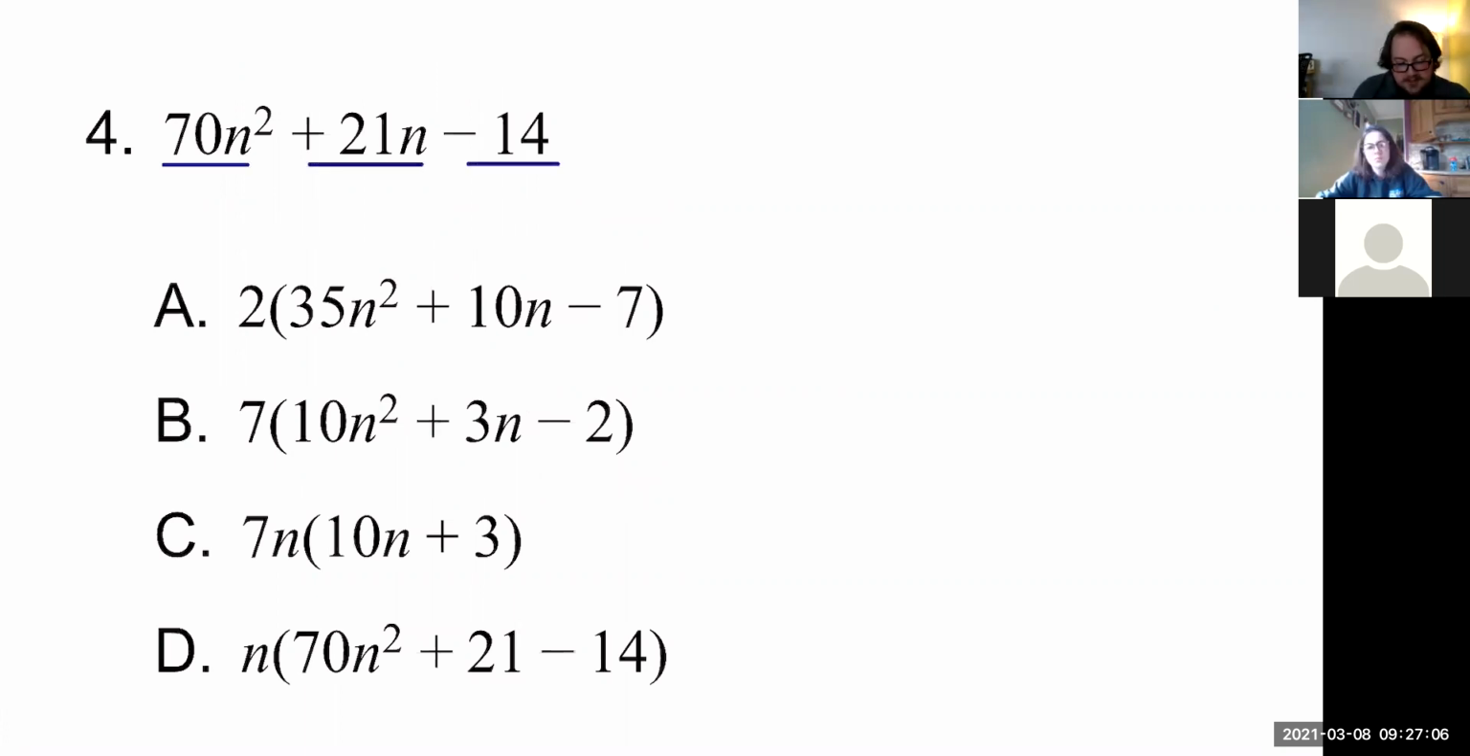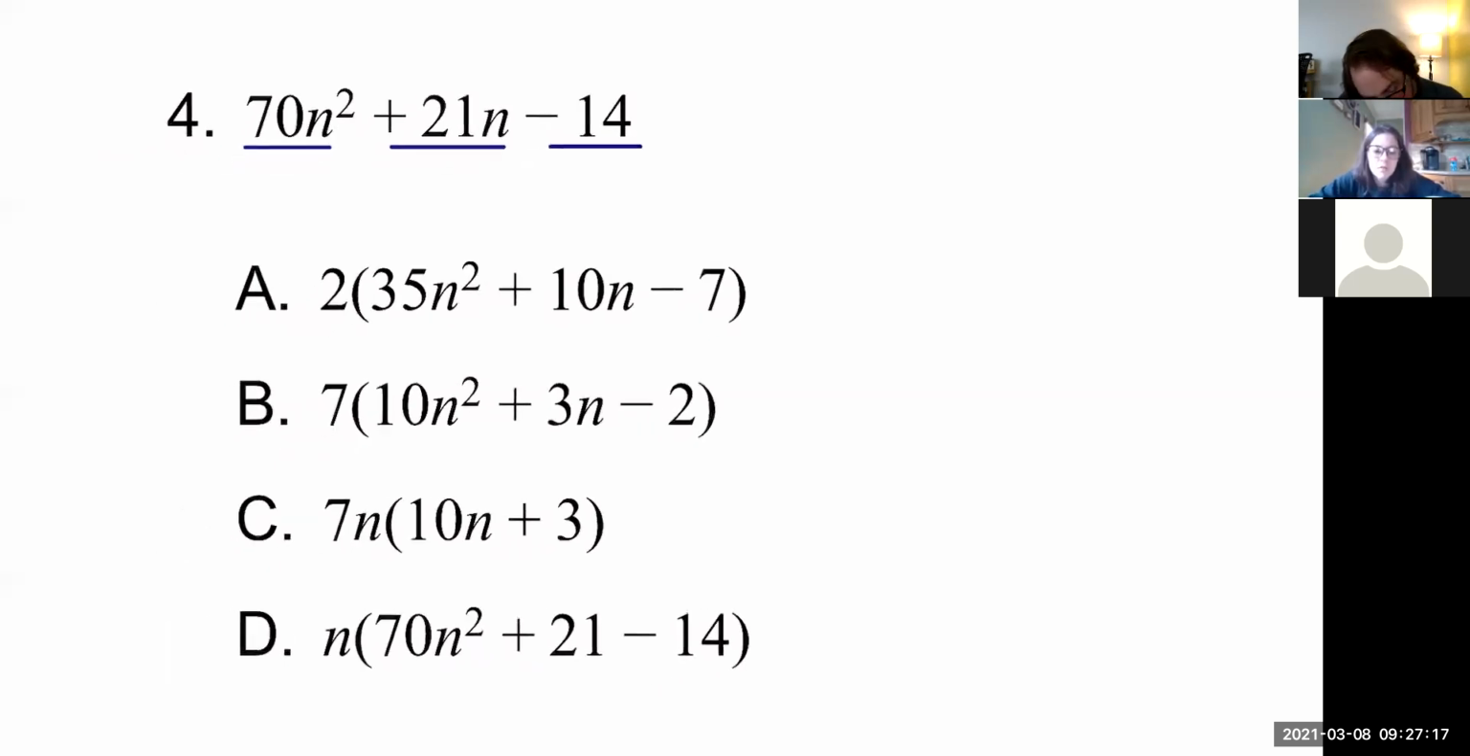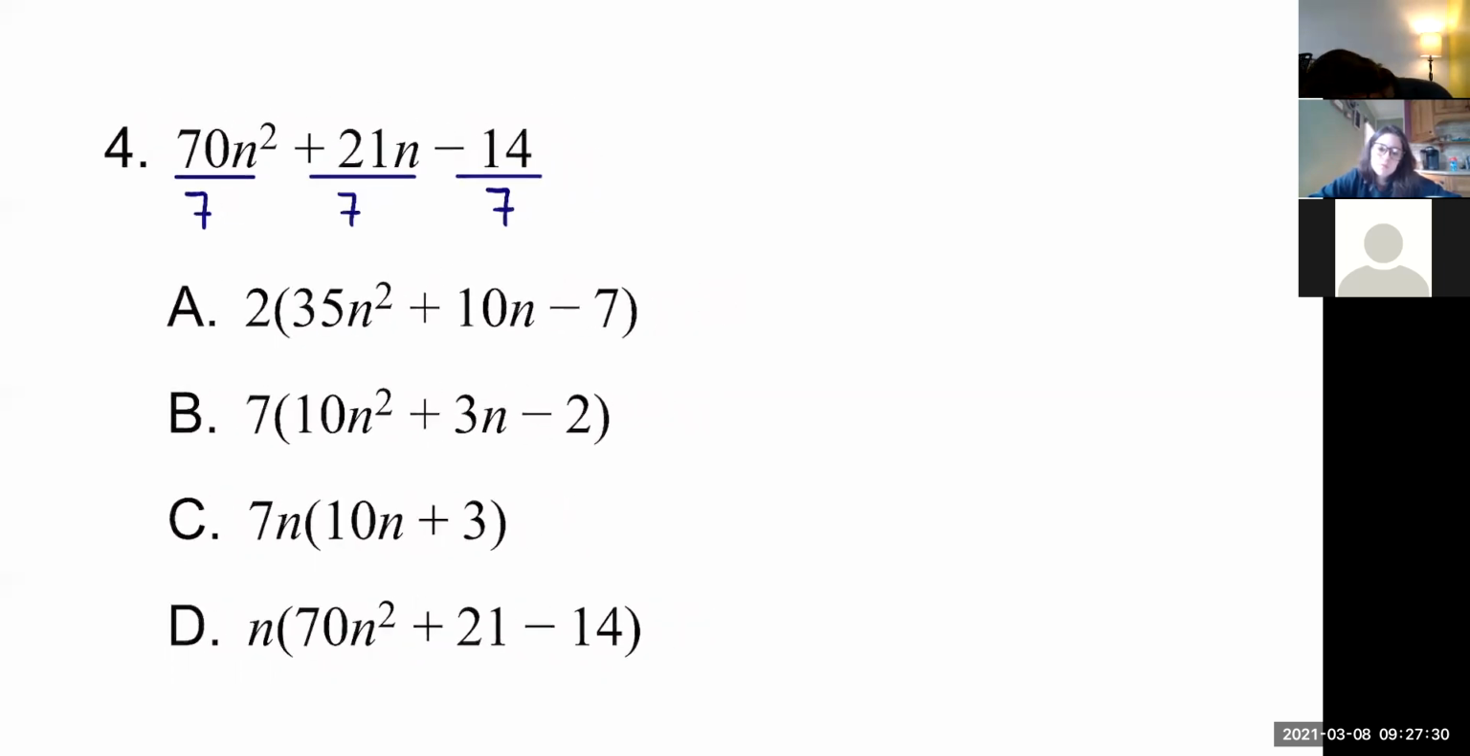Starting with the coefficients, I have 70, 21, and 14. Seven. 7 would work. What about the variable? Can I take n out of every single one of them? No. Unfortunately, the last one has no variables to give. So as much as I'd like to try, I can't. So I would write the 7 to the side, which makes me suspect it's going to be B, but let's make sure.